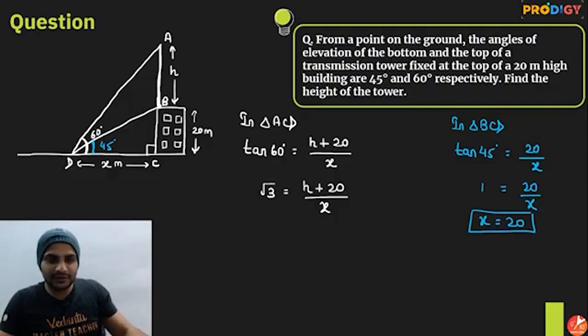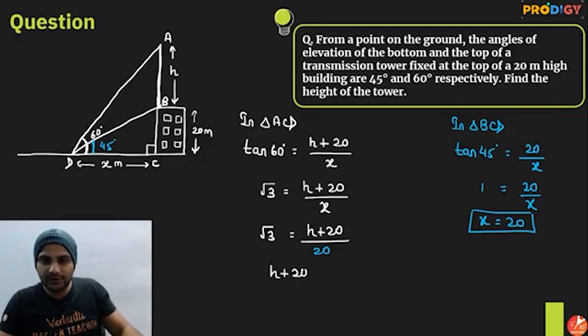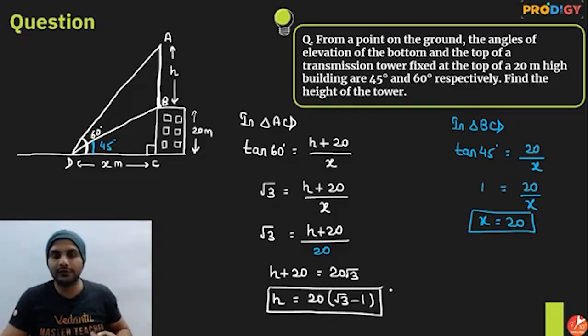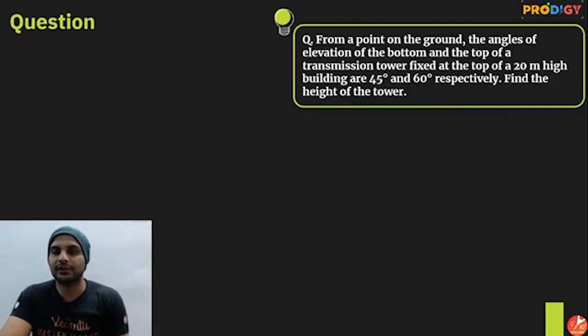So this will be written as root 3 is equal to (h plus 20) divided by this x. I can now write it as 20. Shift 20 over there, you get h plus 20 is equal to 20 root 3. Shift 20 over there, h is equal to 20 times (root 3 minus 1). This is the height of the transmission tower, h, which we wanted to find out. So the height of the transmission tower will be 20 into (root 3 minus 1).